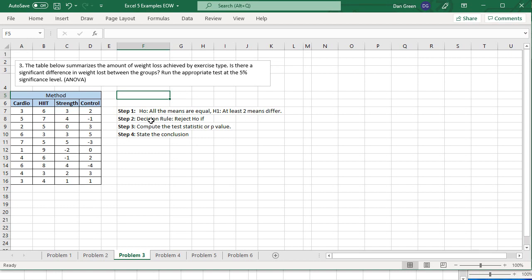Step 2 is going to be our decision rule. So we're going to do things with the workbook. So we are going to reject the null hypothesis if our p-value is less than 0.05. And now we compute our test statistics. So that's where the online workbook comes in.